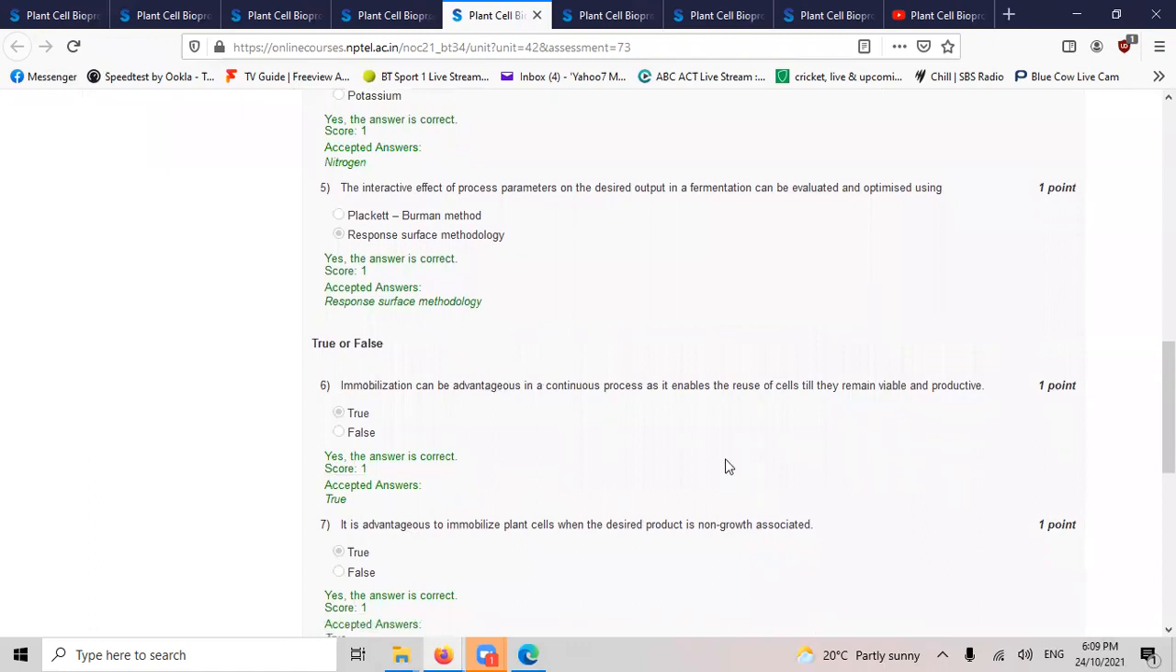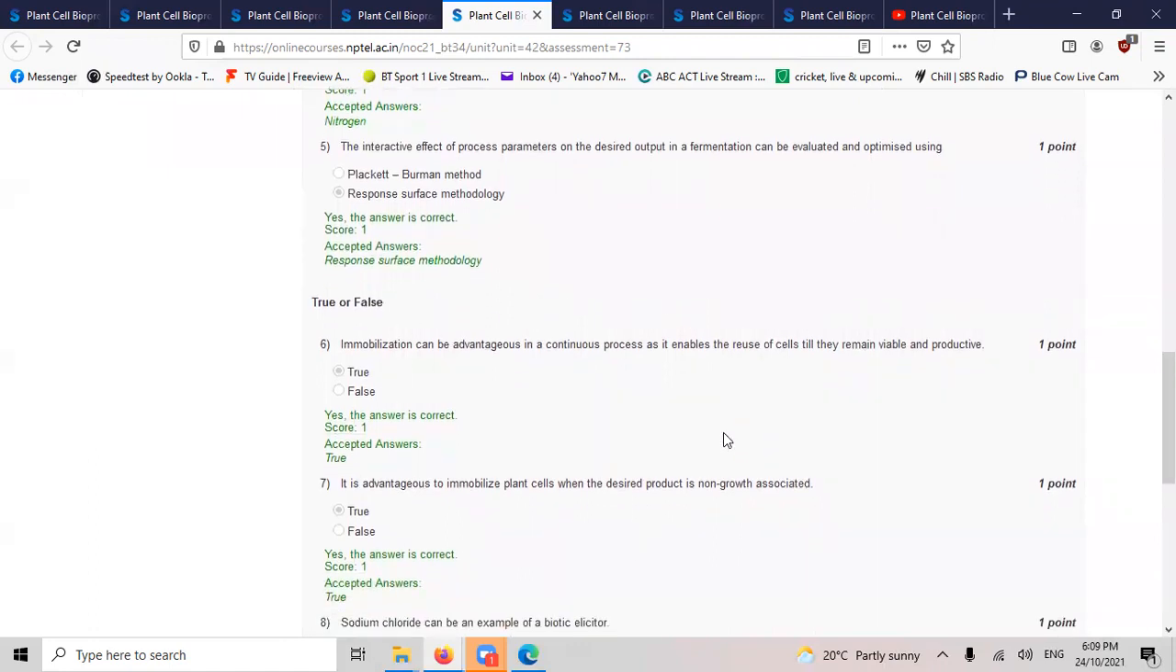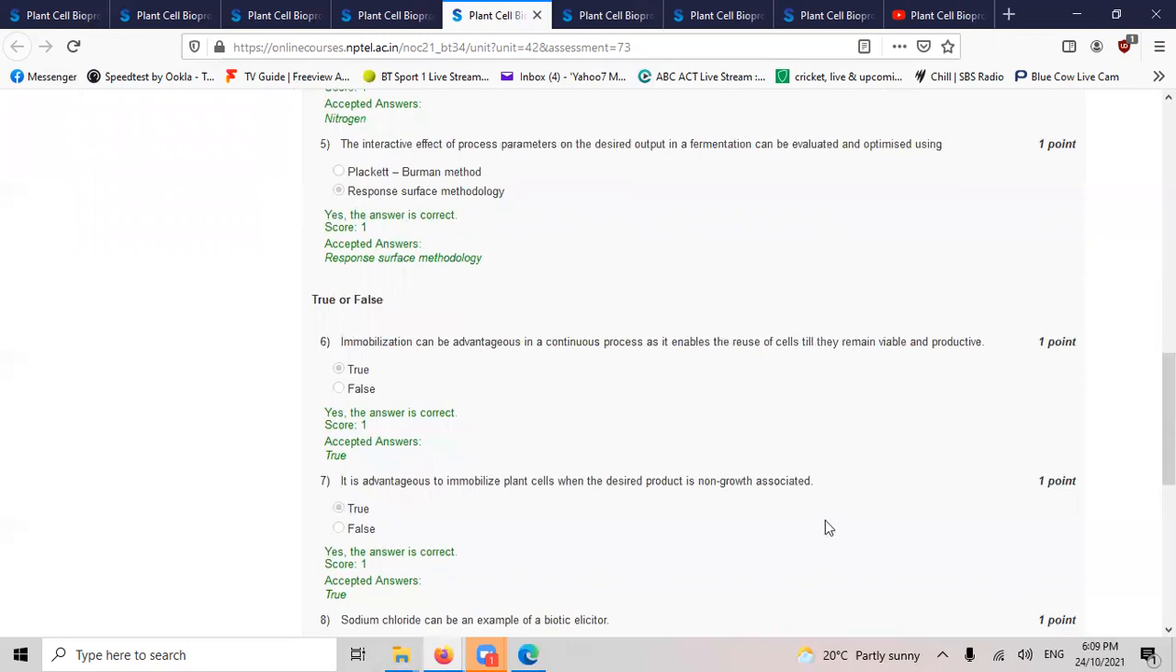Sodium chloride can be an example of a biotic elicitor. No, it's not biotic, it's not alive.